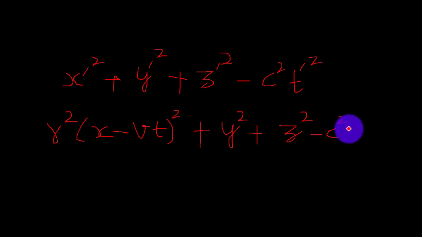what will be the value of t prime square? It will be gamma square into (t minus xv over c square).